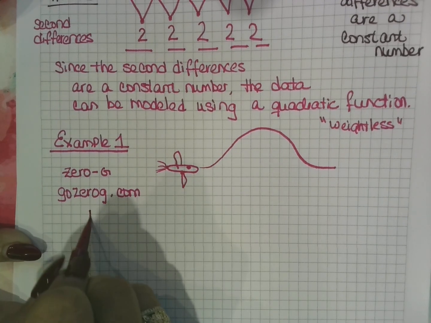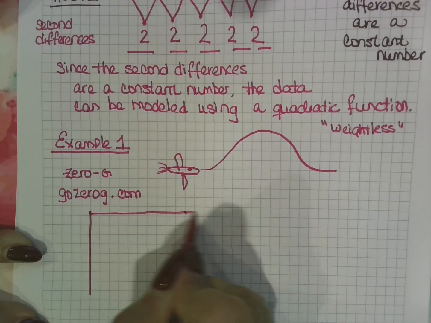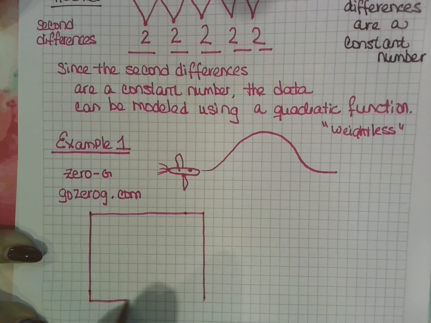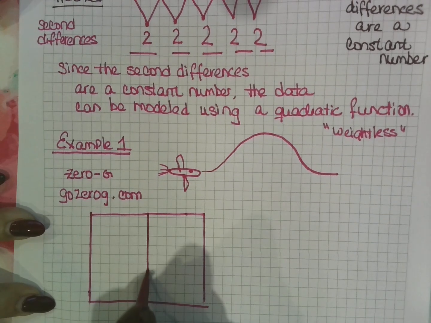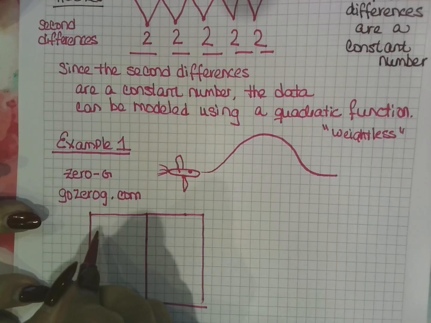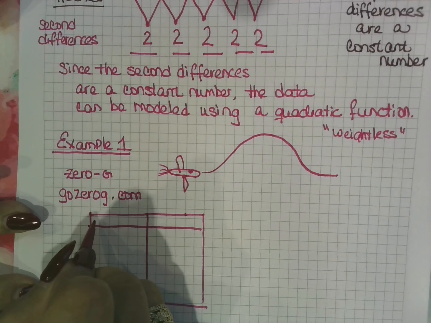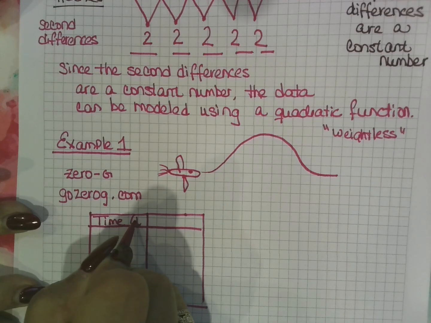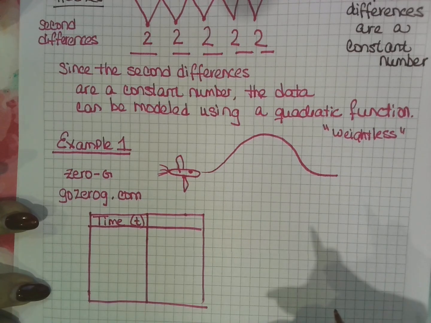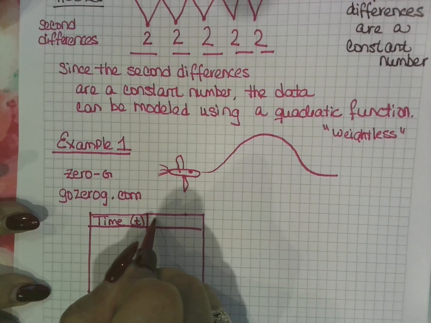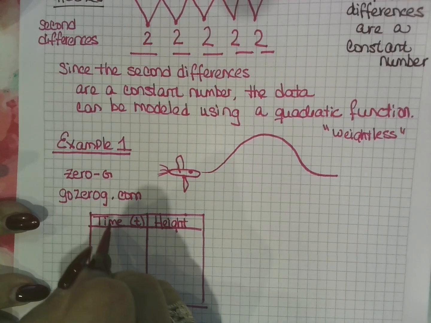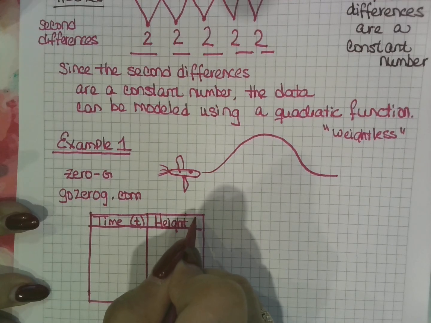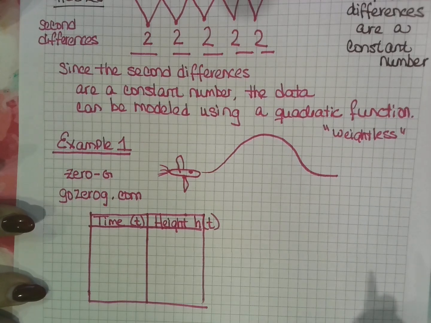We're given a table, and again, this table is in your book on page 88, much nicer than what I'm doing here. This is very rough. You're going to have time, which is measured in seconds, and we're going to use little t. And our height is the dependent variable. It depends on time, and that's going to be your h of t.